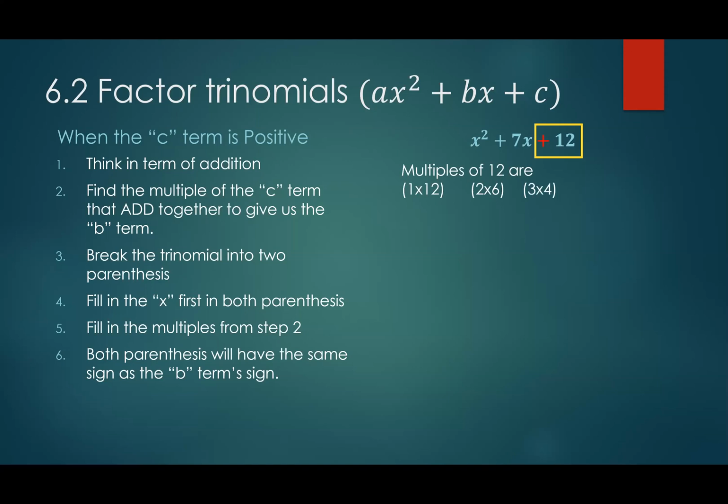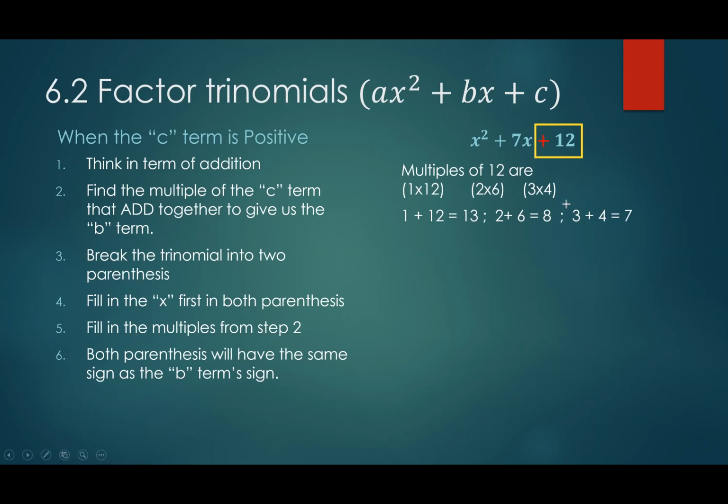As you can see, the multiples of 12 are 1 times 12, 2 times 6, and 3 times 4. There is no other multiple of 12 besides these. And if you take a look, 1 plus 12 gives you 13, 2 plus 6 gives you 8, and 3 plus 4 gives you 7, and voila, right?